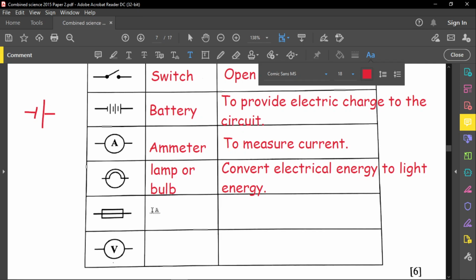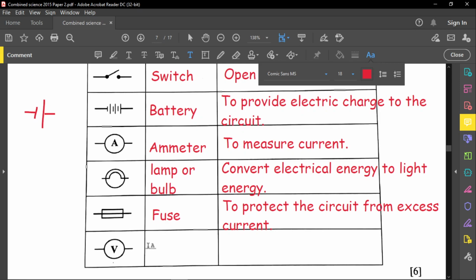And this here is a fuse. Do not mix it up with a resistor, because the line goes through it. It is a fuse. Without the line, then it is a resistor. And so the purpose of a fuse is to protect the circuit from excess current. So if too much current is flowing in the circuit, the fuse will break and prevent damage to the components.